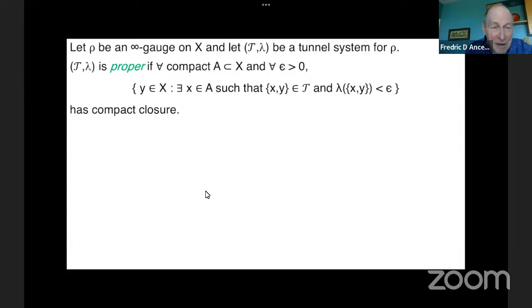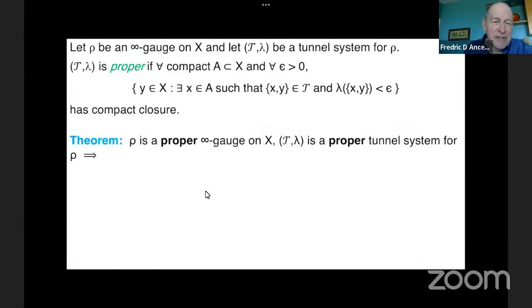And so a tunnel system is proper if it satisfies this condition, that whenever you take a compact set and you look at all the elements that are connected to this compact set by tunnels and have length function less than epsilon, that has compact closure. So that's a mouthful, but it turns out that's the necessary condition, so that if you have a proper infinity gauge structure and a proper tunnel system as just defined, then this gauge you get out of it is proper.